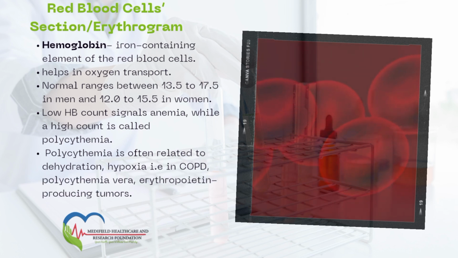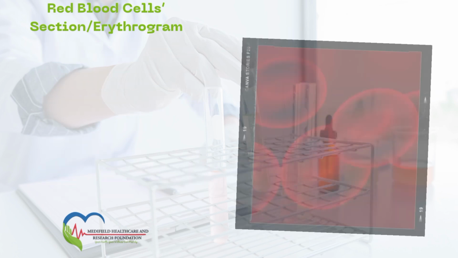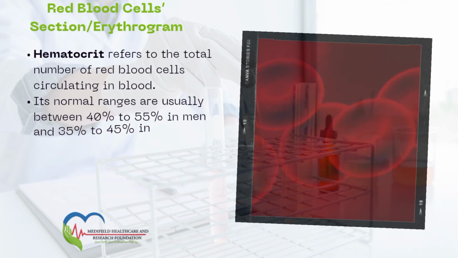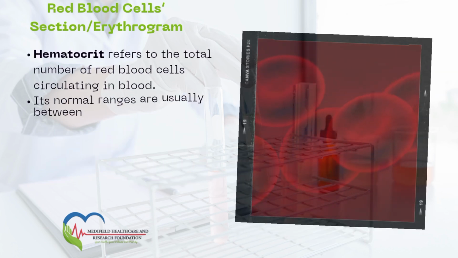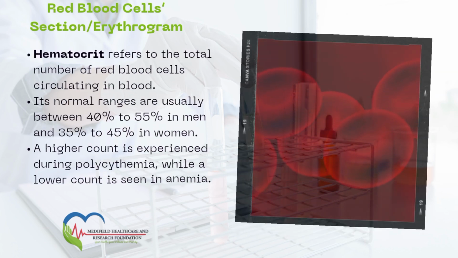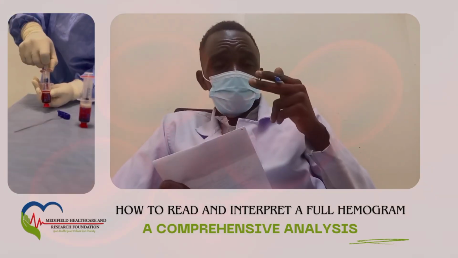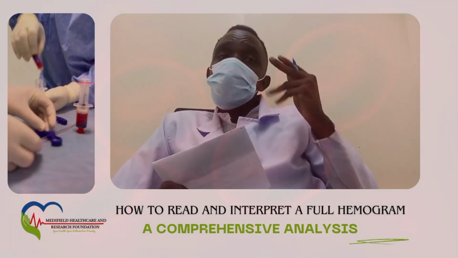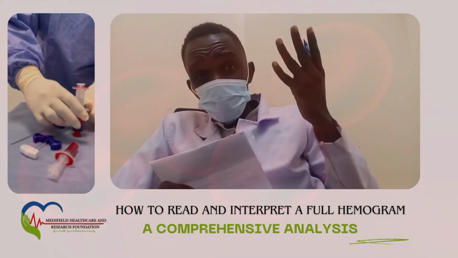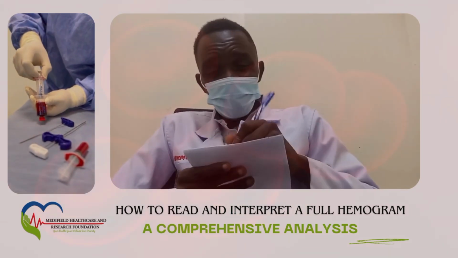The other part of the red blood cells is the hematocrit. It is the total number of red blood cells circulating in blood. That means out of the whole blood, that part that is made up of the red blood cells is what we call the hematocrit. The normal range is usually between 40 to 55% in men and 35 to 45% in women. Again, a higher count is experienced in polycythemia, and then a lower count we see in conditions such as anemia.